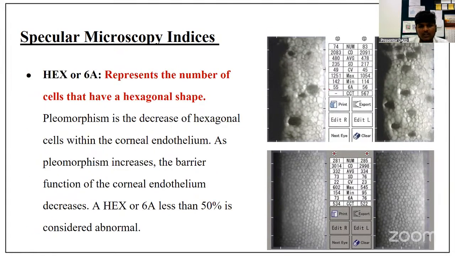6A represents the number of cells that have a hexagonal shape. Pleomorphism is the decrease of hexagonal cells within the corneal endothelium. As pleomorphism increases, the barrier function of the corneal endothelium decreases. A 6A less than 50% is considered abnormal. You can say this value is almost in the range of abnormal value, so it is considered abnormal. So the normal value is, you can see, this is a normal value.